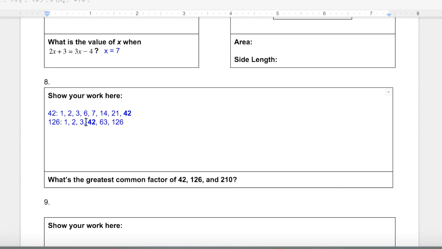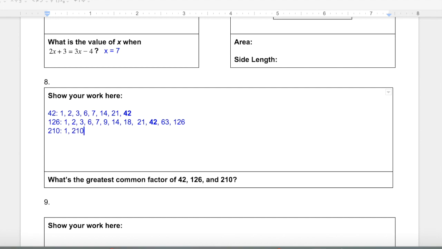That's going to be 6 and 21. Let's try 7. It's going to be 7 and 18. And let's try 14. That's going to be 9 and 14. So right now, if it was just 2 numbers, it would be 42 because that's the highest that we've got. Let's throw 210 in there.